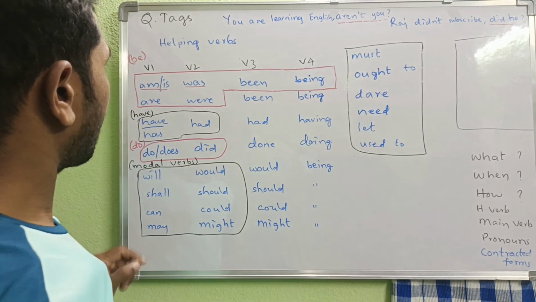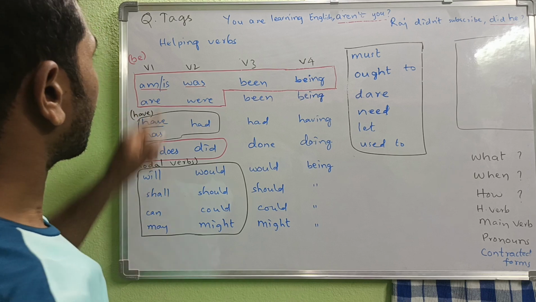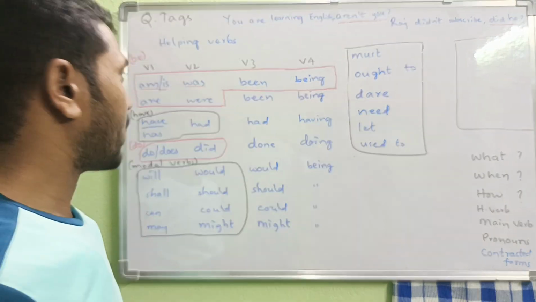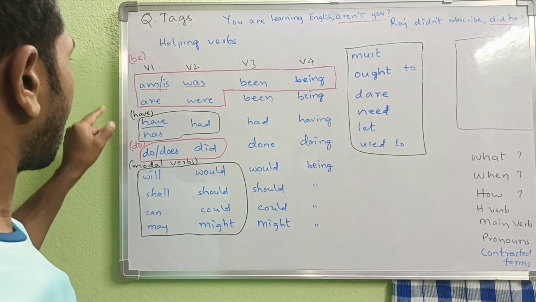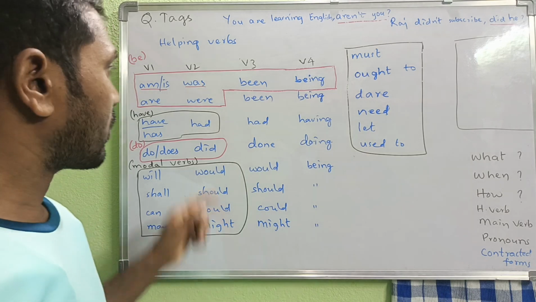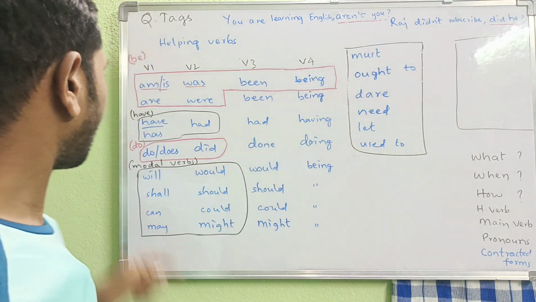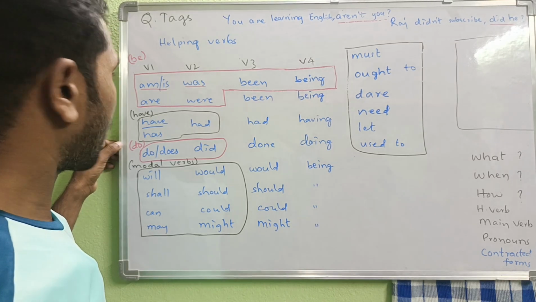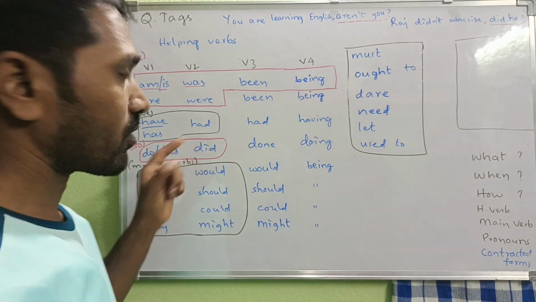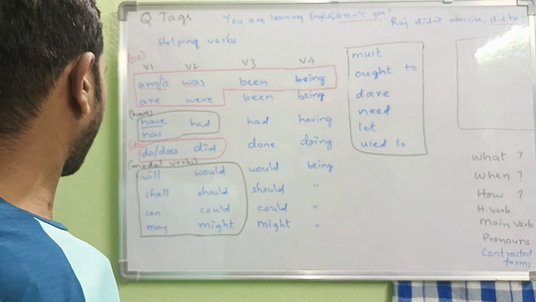The V1 forms are is, am, or are. Next, the V2 form is was or were. Next, the V3 form is been and the V4 is being. In the same way, have forms: have and has are V1 forms, and next had is the V2 and had is the V3. V4 is having. The next type of helping verbs are do forms: do or does is V1, and next V2 did, V3 done, V4 doing.